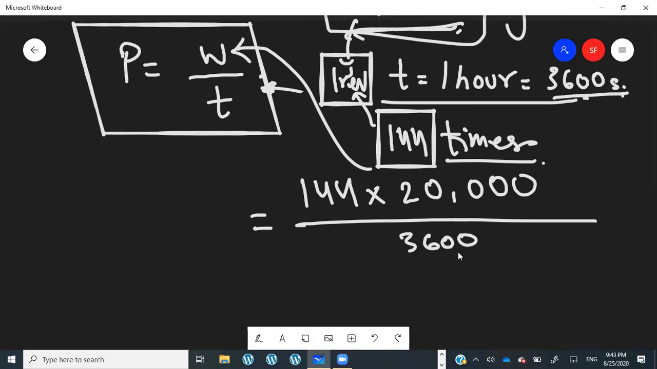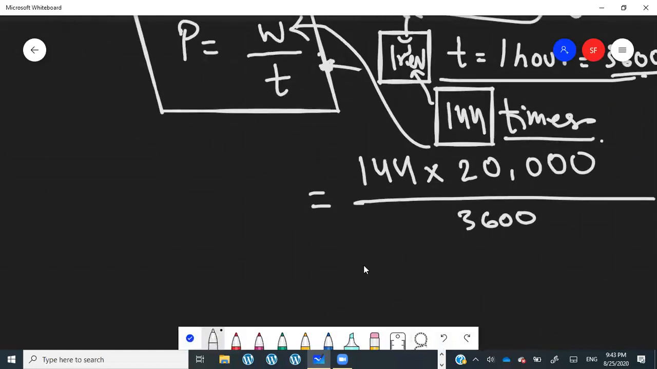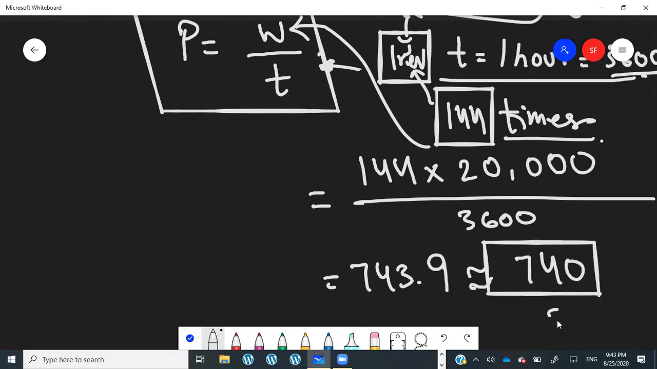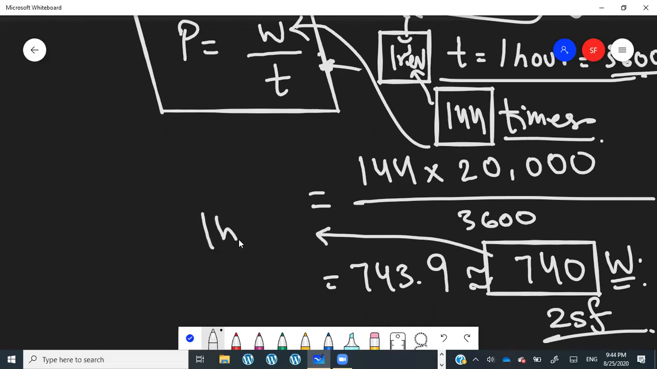Okay, 743.9. Now, are you going to leave it till here or are you going to round it off to two significant figures as well? Yeah. So 740 is your final answer. It's 740 watts. Actually 740 watts, that's 1 horsepower approximately. Oh yeah, that's the power of a single horse.